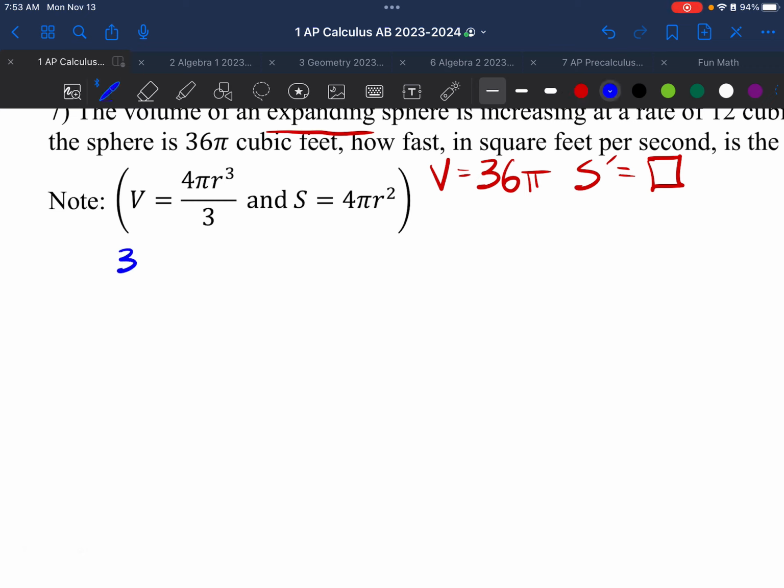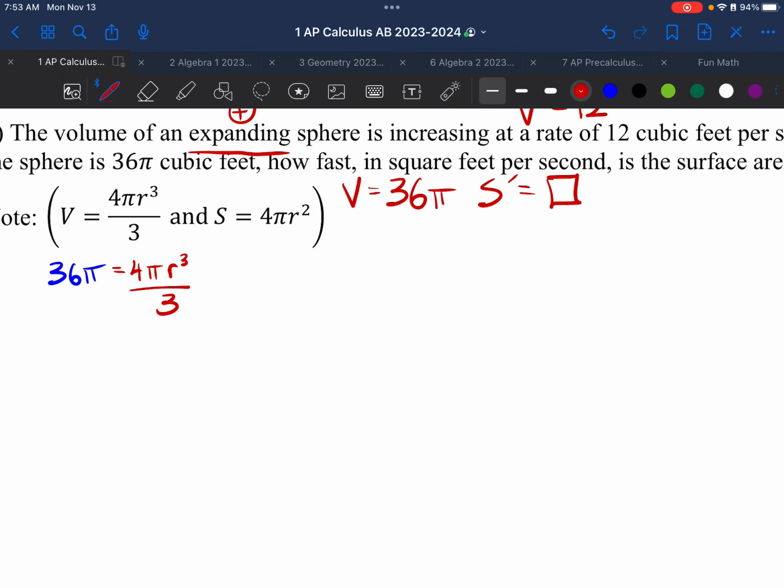It's going to be 36 pi is being plugged in. Let's rewrite the rest of the equation: V is equal to 4 pi r cubed all over 3. We don't ever use S, just S prime. So let's go ahead and write down S prime. S prime is going to be equal to 8 pi r r prime. And finally, we need a V prime. So let's go ahead and take the derivative of our equation over here. V prime is going to be equal to 4 pi r squared r prime.